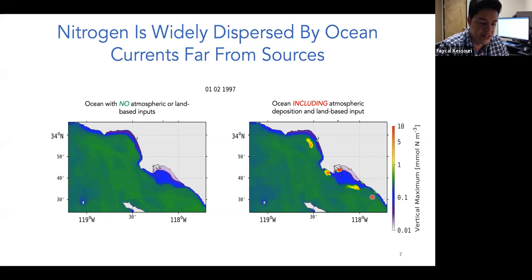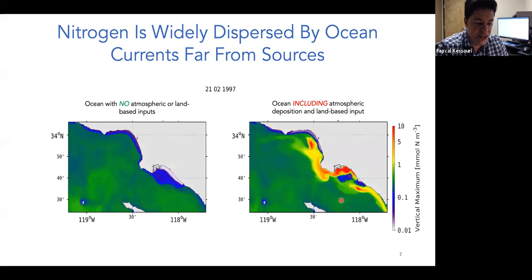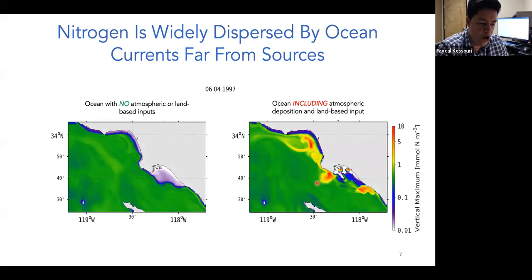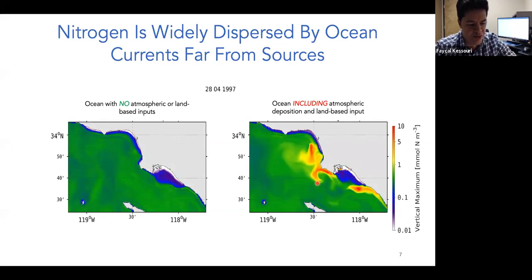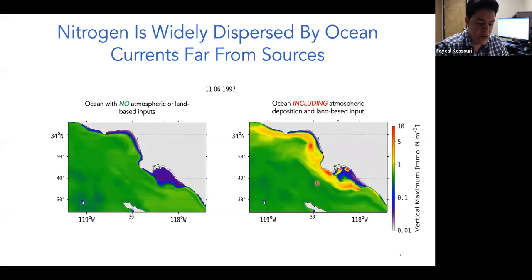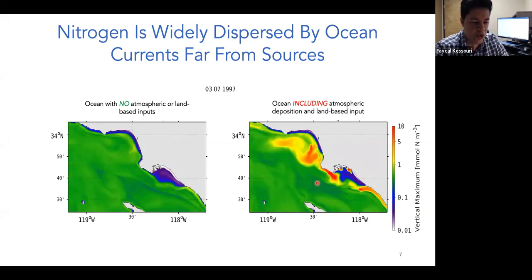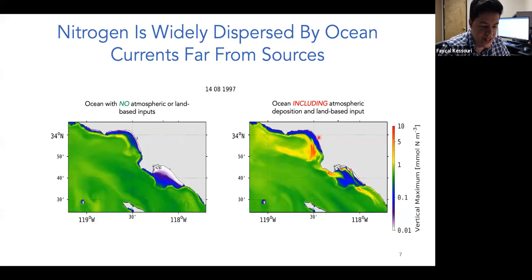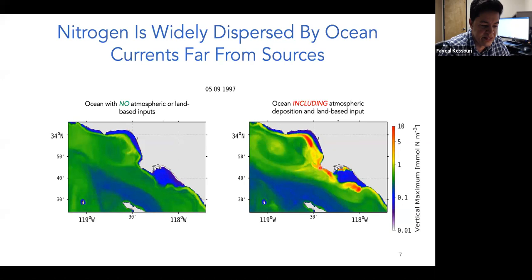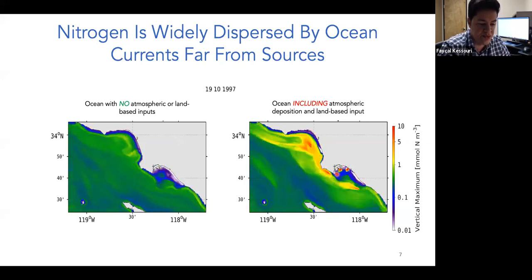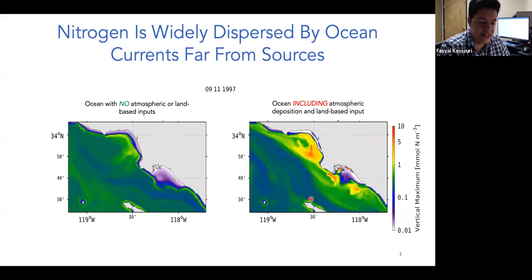When I run the simulation, I hope it works. Okay, yes, you can see that the ammonia is widely dispersed very quickly by the currents all along. Specifically, it's mostly following the topography, but it also can go a little bit offshore. So you see that the high concentration plume goes very, very far from the sources that are mainly located here and in Orange County here, and also from the most important rivers here.